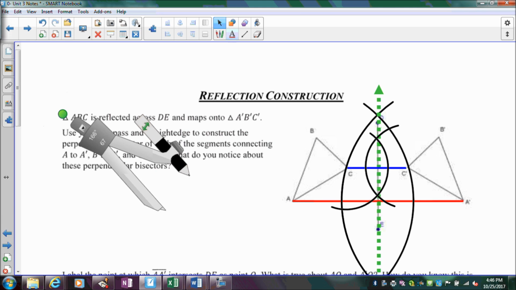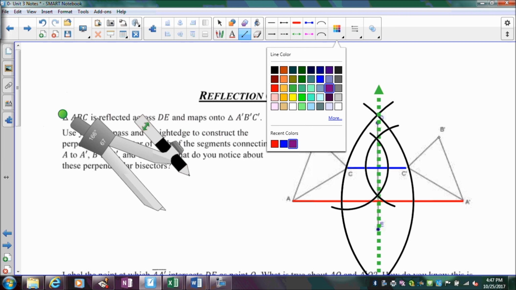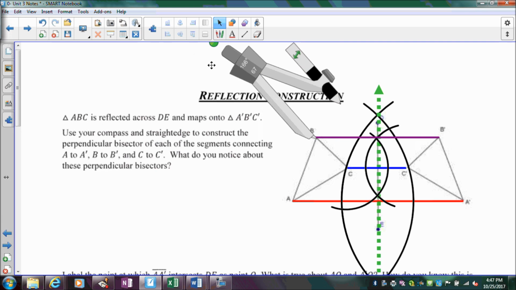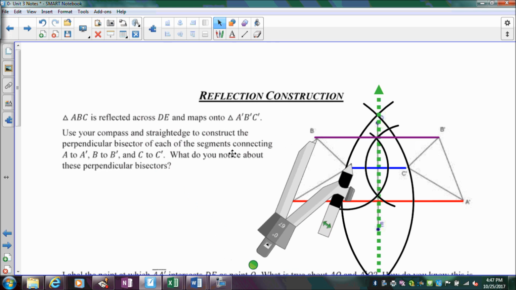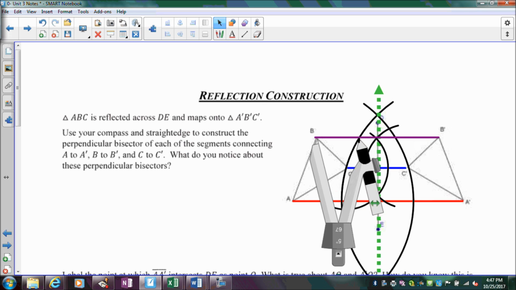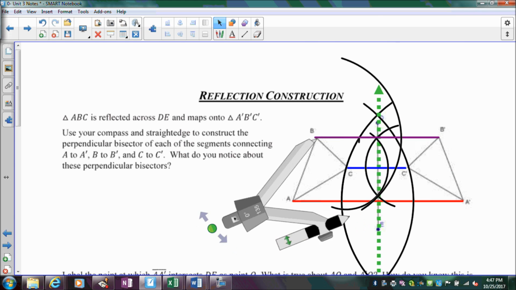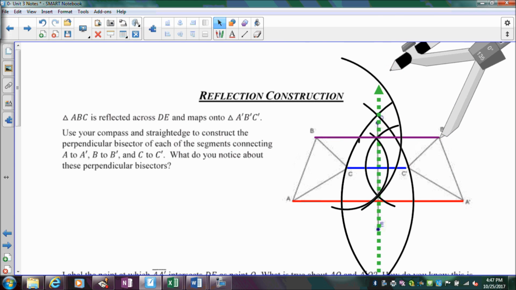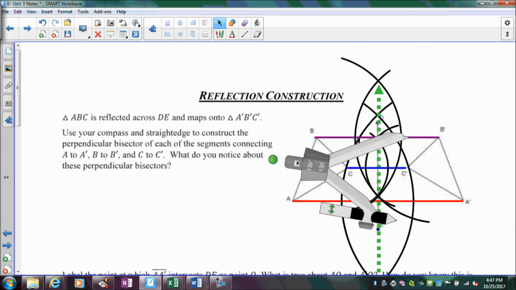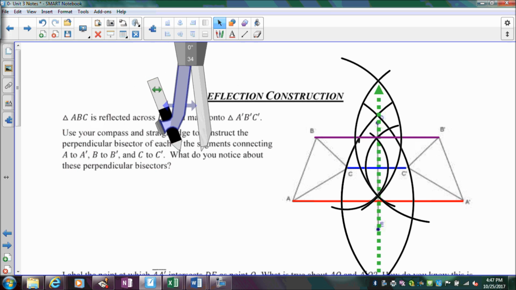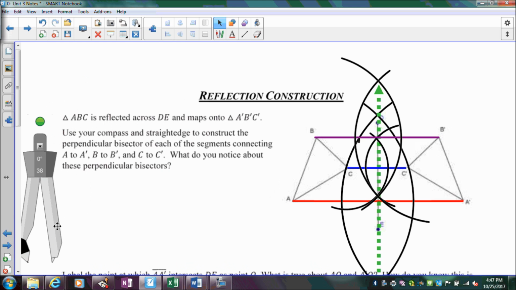I can continue this for B as well, connecting B and B prime. For that segment, we're going to go more than halfway and draw my arcs. And again, you see that the line is the same. So what that's telling us is the line of reflection is the perpendicular bisector.